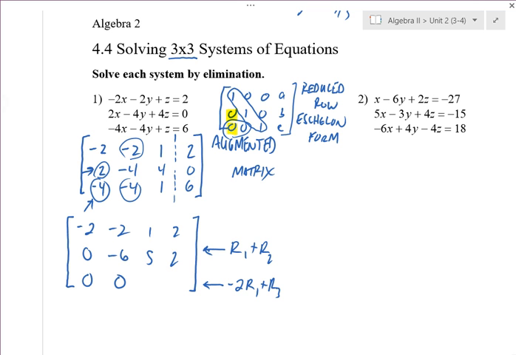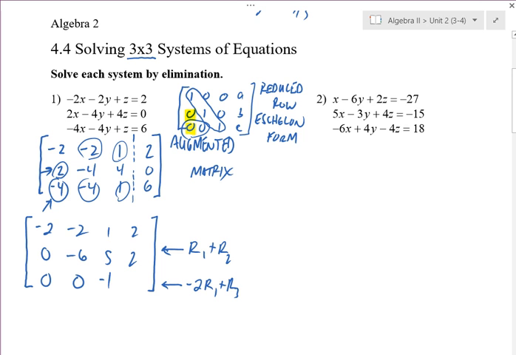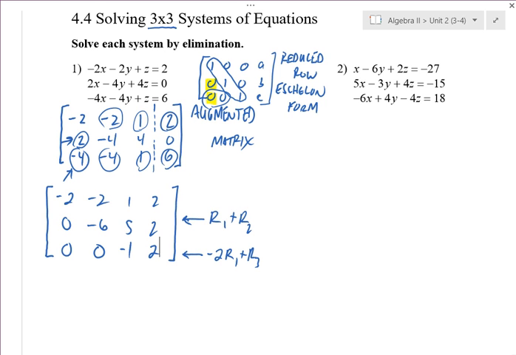And then how about 1 times negative 2 plus 1? Negative 1. And 2 times negative 2 plus 6? 2. Okay, so we're looking really good. We got 3 zeros here. Now we need to convert this into a 0.